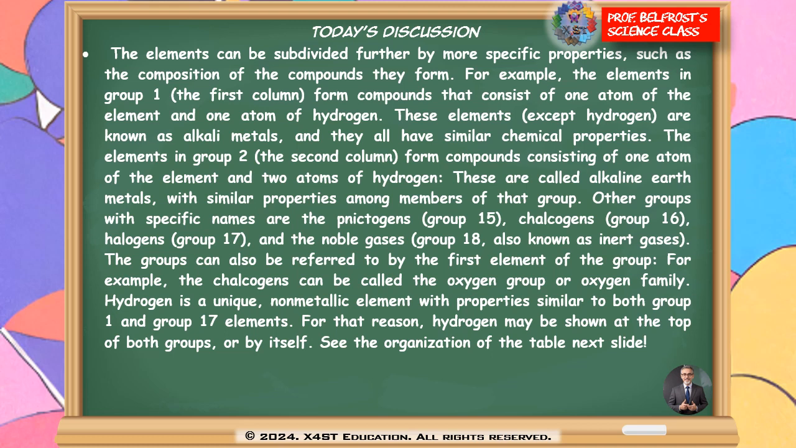Other groups with specific names are the pnictogens. Actually, I rarely say this because it is hard to spell. Pnictogens, group 15; chalcogens, 16; halogens, 17; and noble gases, 18, also known as inert gases. The groups can also be referred to by the first element of the group. For example, the chalcogens can be called the oxygen group or oxygen family. Hydrogen is a unique, non-metallic element with properties similar to both group 1 and group 17 elements. For that reason, hydrogen may be shown at the top of both groups or by itself. See the organization of the table on the next slide.